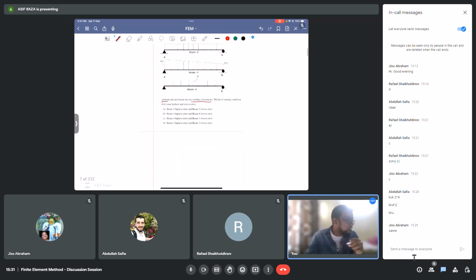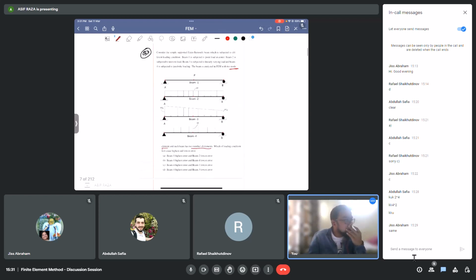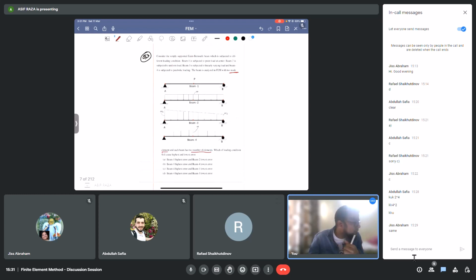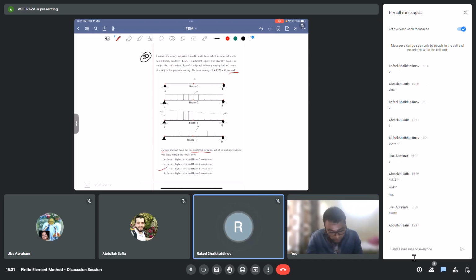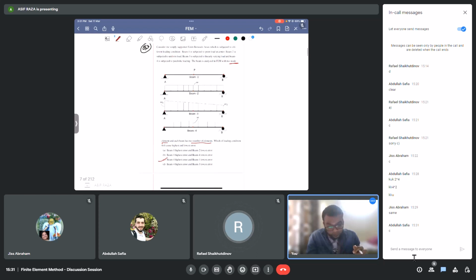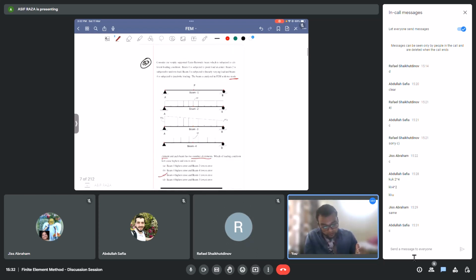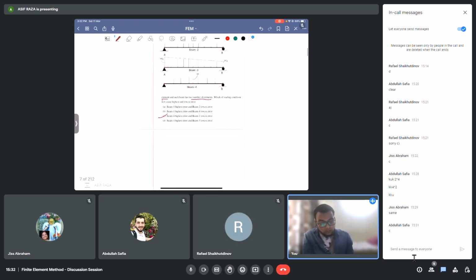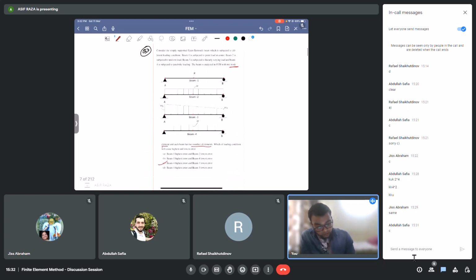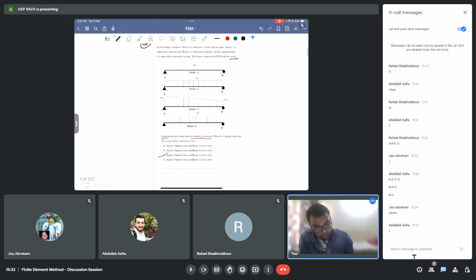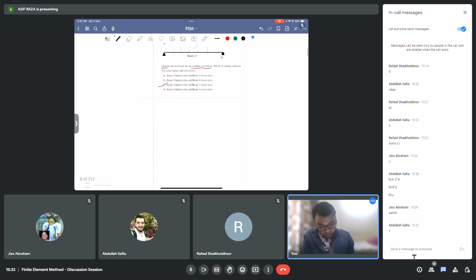I expect quick answers because I think this is already there in the assignment. Option C. Yeah, Abdullah has also said option C. Yeah, so correct answer is option C only. As it has already been said, but let's say so.